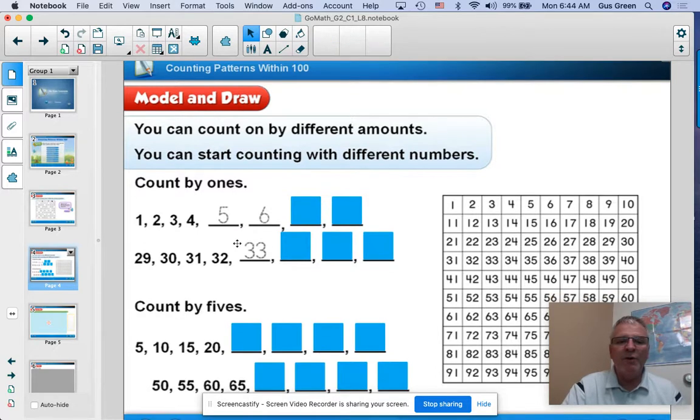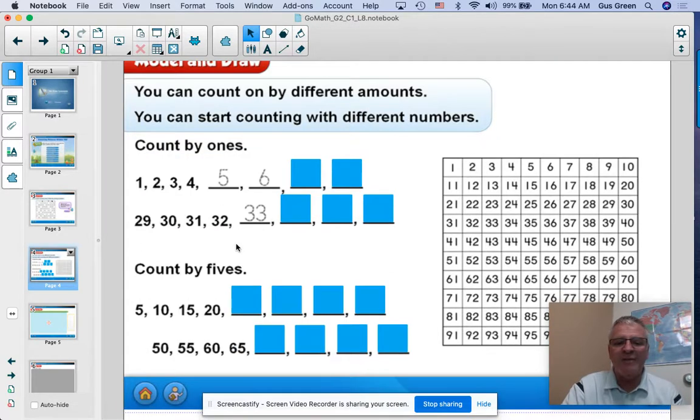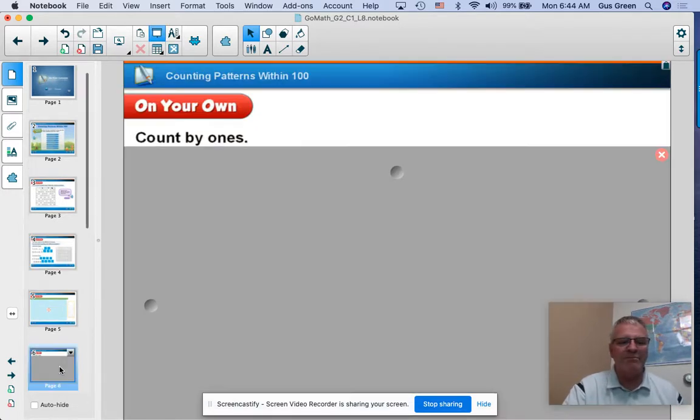But these are just reveal boxes. And so you'll really focus on counting by 1s and by 5s, starting with things other than 1. So you'll start counting by 1s with 1, and then you'll try 29 and some other numbers. You'll also count by 5s, starting with 5, and counting by 5s, starting with other numbers. There, that's a little hard for me to say.